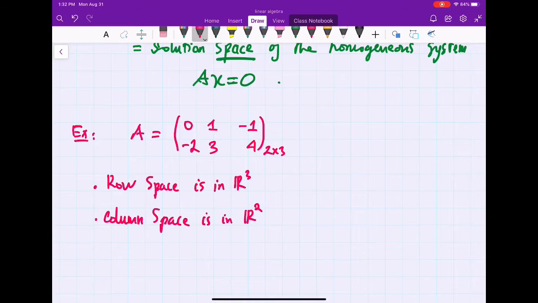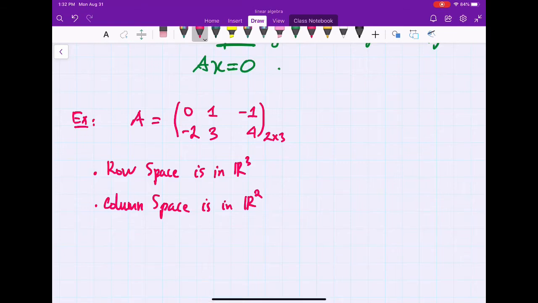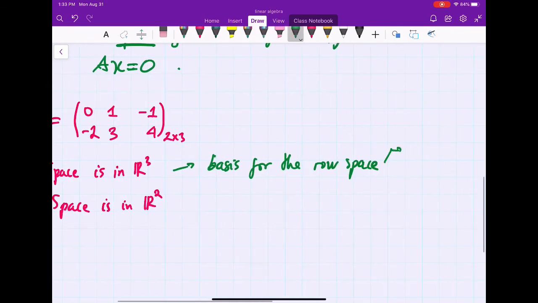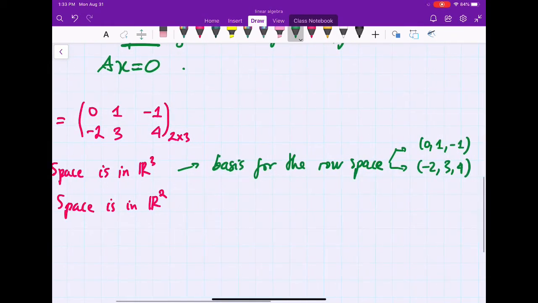Basically, you need to find linearly independent subsets of rows and columns. Let's talk about row space. You have two rows, 0, 1, negative 1 and negative 2, 3, 4. It's obvious that these two rows are linearly independent, so this is a basis for the row space. We don't have to do anything else. All vectors in the row space are linear combinations of these two vectors, and the dimension of the row space in this case is 2.